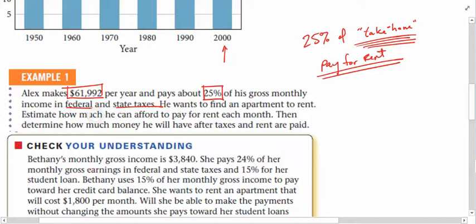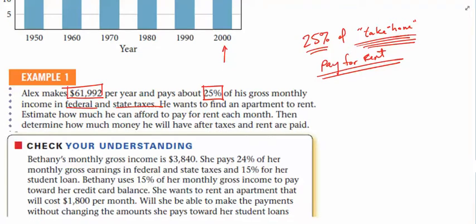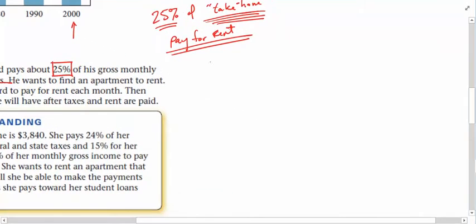So we're going to estimate how much he can afford to pay for rent each month if he agrees that 25% of his take-home pay is what he'll use for rent. Then we will determine how much money he will have each year after taxes and rent are paid. Because after the taxes and rent are paid, the money that's left over can be used to buy other things like food and pay for his bills and entertainment and that sort of thing. So let's start with the taxes first off.